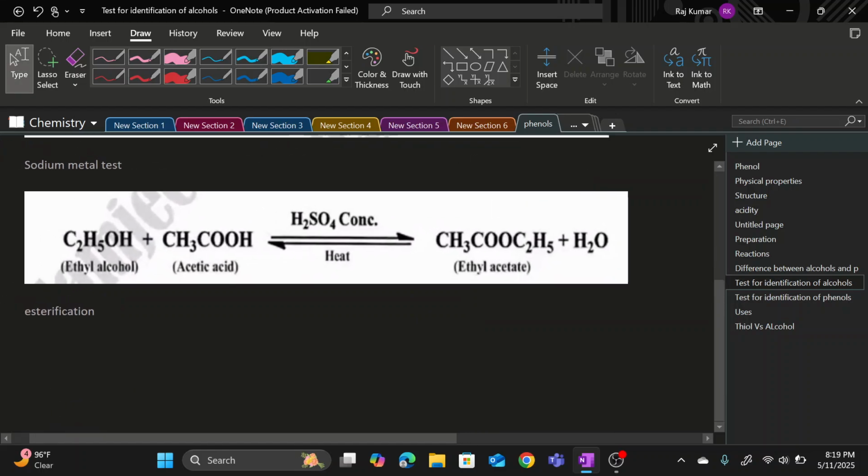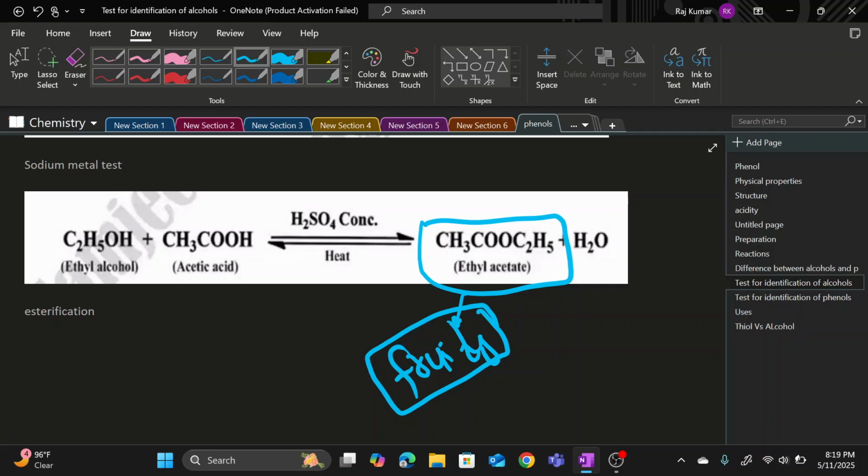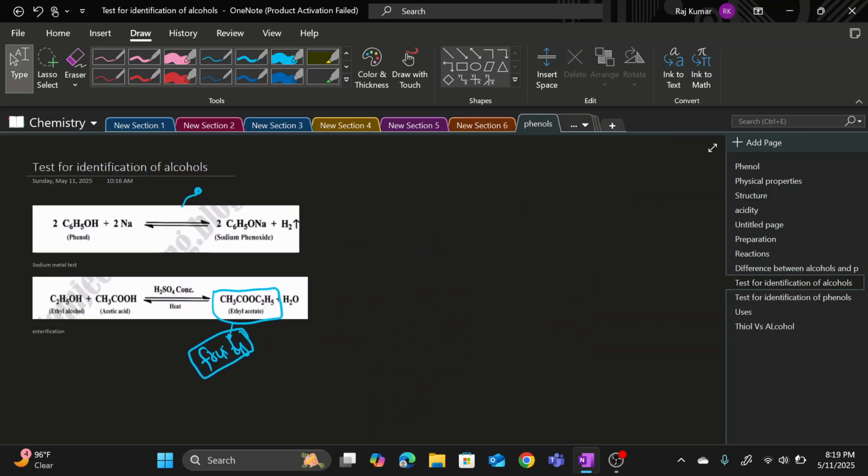The second test is esterification. I take alcohol and react it with acetic acid in the presence of a concentrated H2SO4 catalyst. I will get ethyl acetate. Whenever I produce ethyl acetate, it gives a fruity smell. A fruity smell of ethyl acetate ester would be formed, and whenever I get that fruity smell, it means that ethyl acetate ester has been formed, which ultimately means that the reagent which I used for my reaction was an alcohol, due to which it is an identification test as well.